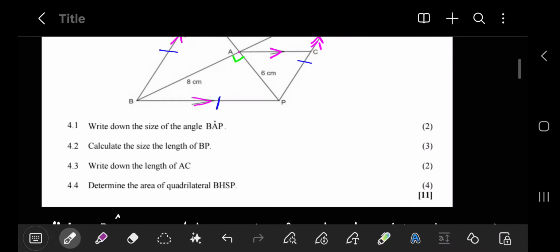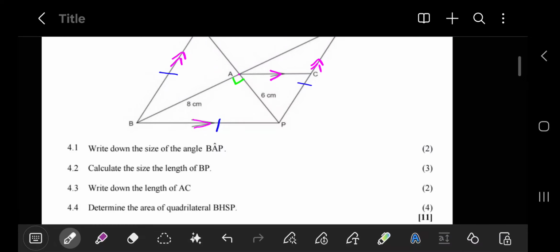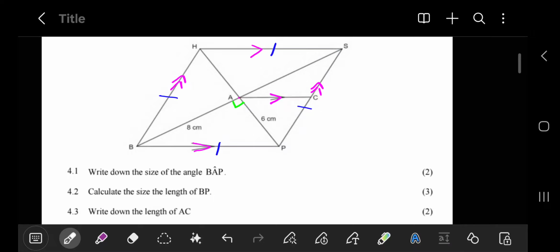Let's go on to 4.2. We now need to calculate the length of BP. So if we focus on BP, this is the length that we need to calculate. Now I want you guys to notice this triangle. Let's call it BAP. That is a right-angled triangle. So clearly we can use the theorem of Pythagoras. Now BP lies opposite the 90 degrees. So BP is the hypotenuse.